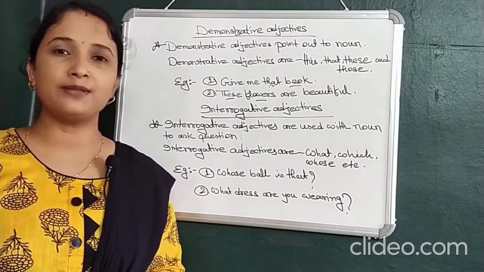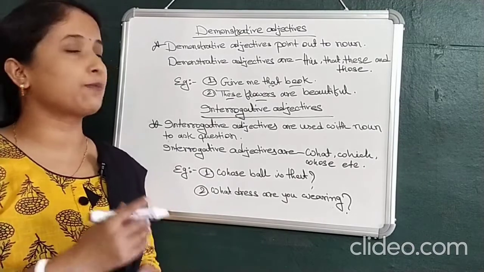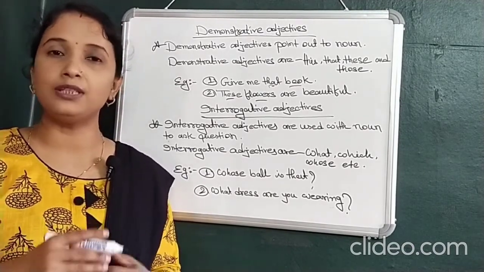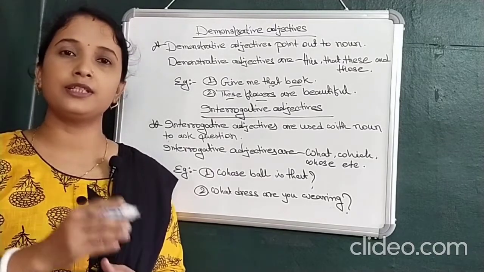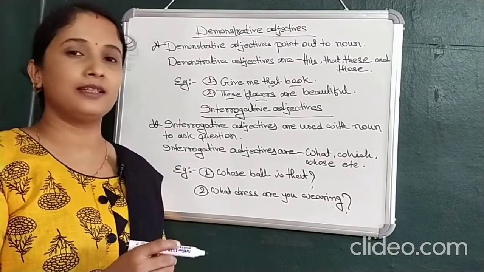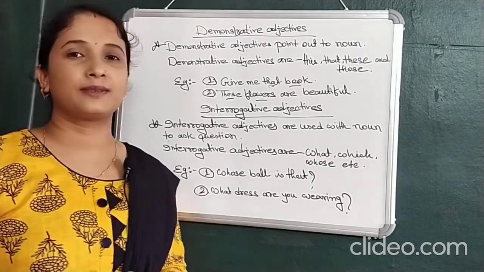So what are demonstrative adjectives? Demonstrative adjectives point out a noun. Demonstrative adjectives always come before the noun, before the word they modify. Demonstrative adjectives are this, that, these and those.